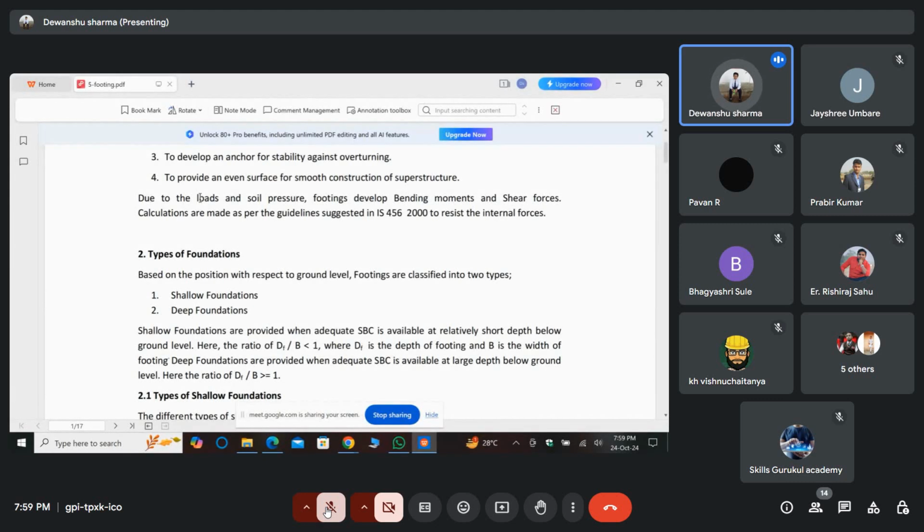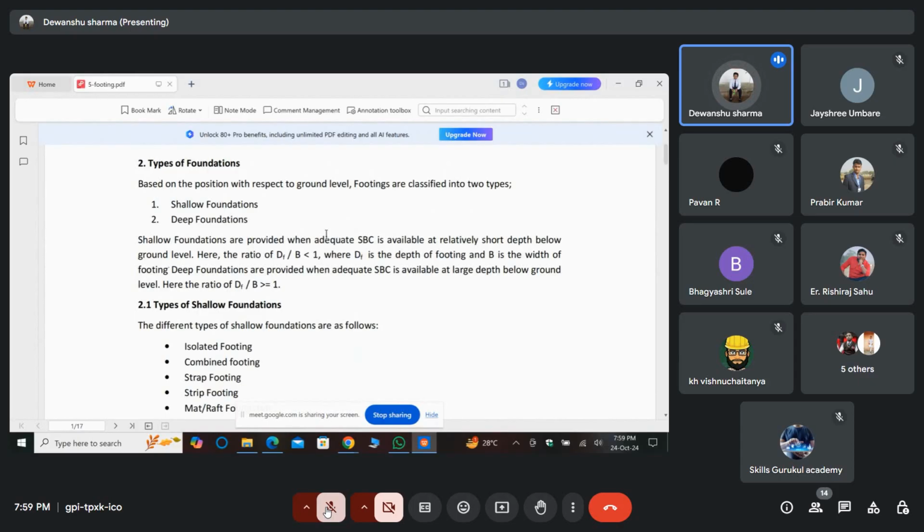Due to the loads and soil pressure, footing develops bending moment and shear force. So calculations are made as per the guidelines suggested in IS 456-2000 to resist internal forces. Code IS 456-2000 is related to concrete, as we all know.